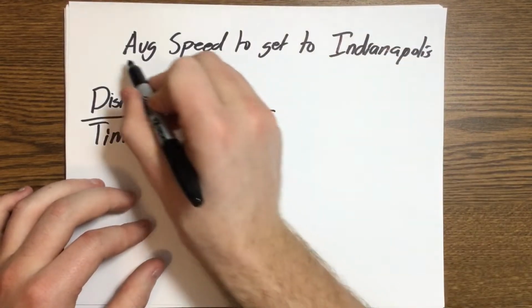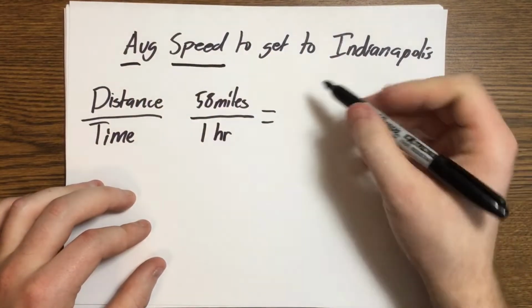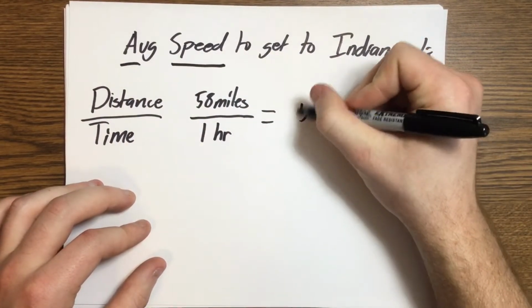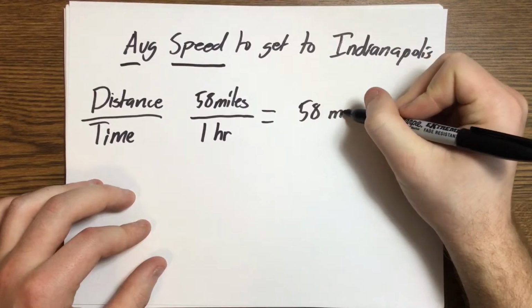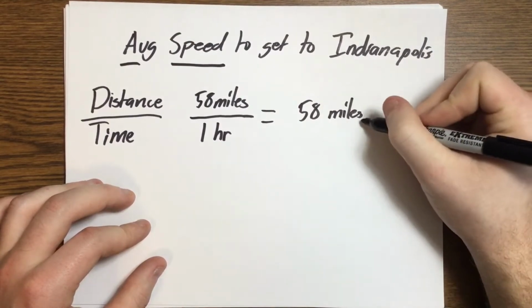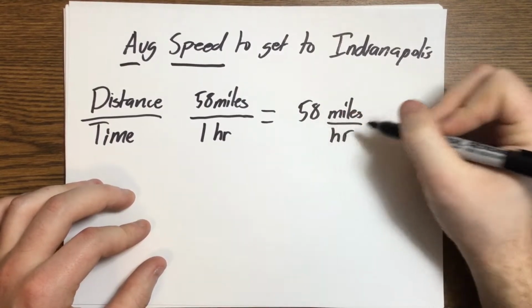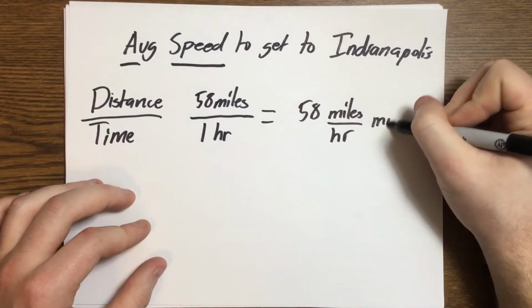So my average speed to get to Indianapolis would be 58 miles per hour, or mph.